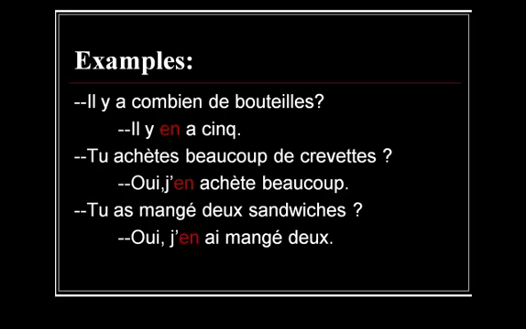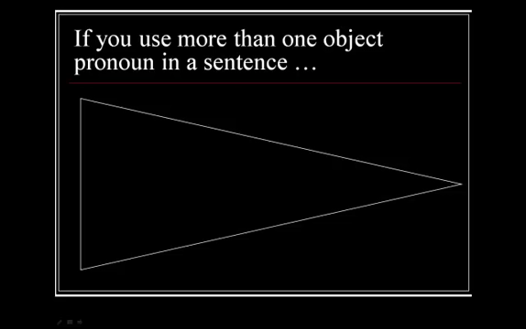Now, this sentence is in the passé composé. So remember, in the passé composé, we've seen this a few times, pronouns go in front of both the helping verb and the past participle. So to say I ate 2 of them, j'en ai mangé 2.